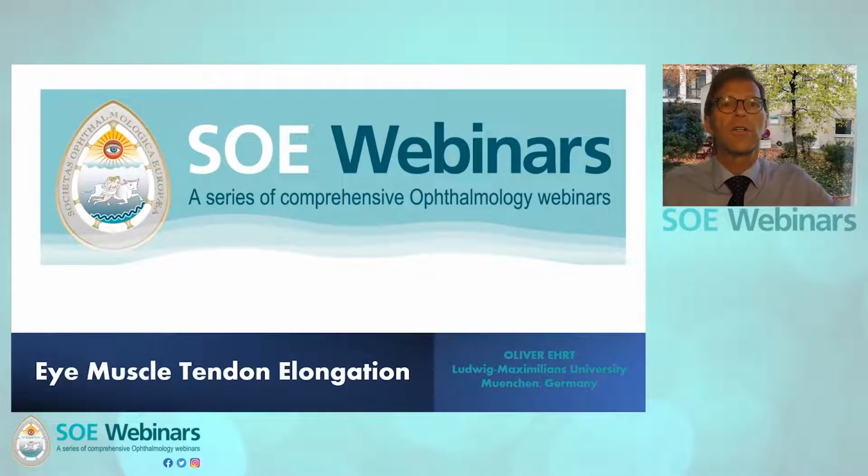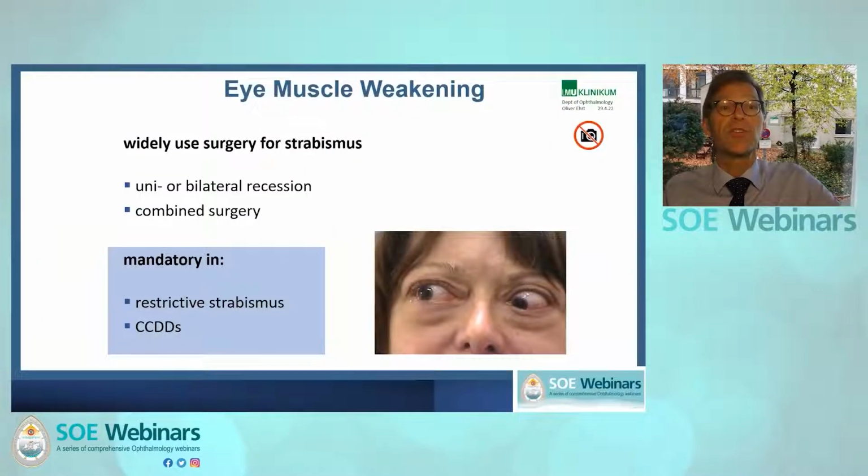Welcome to a short talk on muscle tendon elongation, which is one way of weakening a muscle, something we very frequently do in strabismus surgery. We may use it as a one muscle procedure or bilateral weakening procedures. We may use it in combined surgery, and weakening a muscle is mandatory in restrictive strabismus and in congenital dysinnervation syndromes. Here we have an example of a patient with restrictive Graves' orbitopathy.